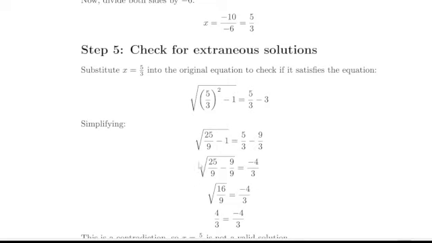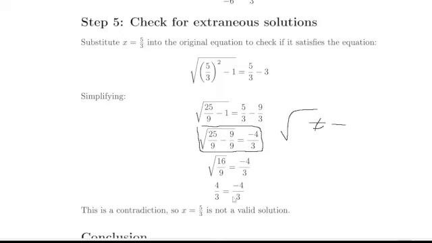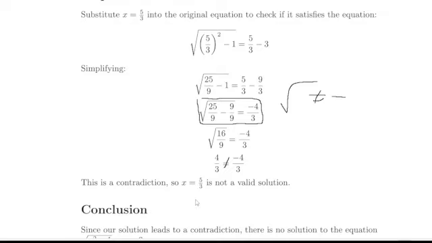At this point right here, we could just stop and say that the square root is never equal to a negative. So we know that this is not going to be a solution. But if you want, you can simplify this further. So we have square root of 16 over 9 is 4/3, and we're saying that that is equal to negative 4/3, which is clearly not true. So we say that x equals 5/3 is not a valid solution.